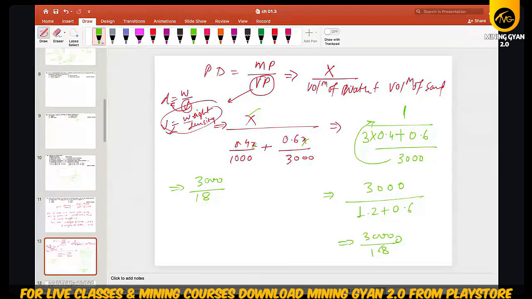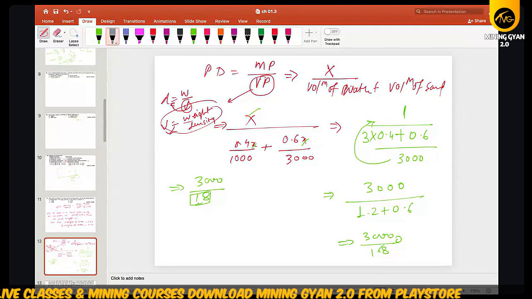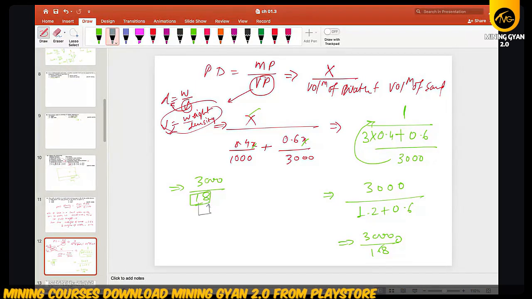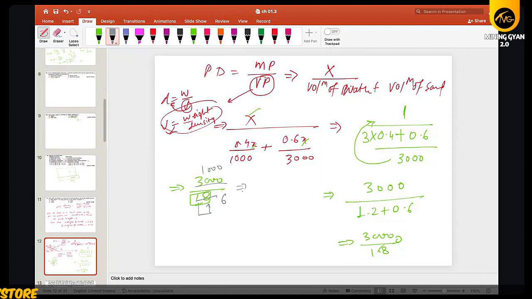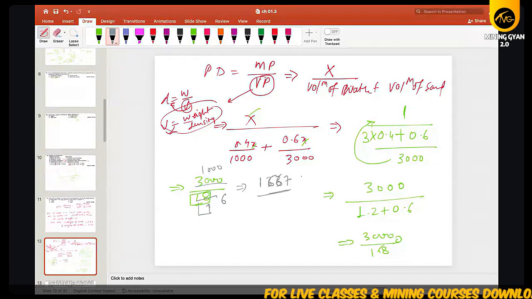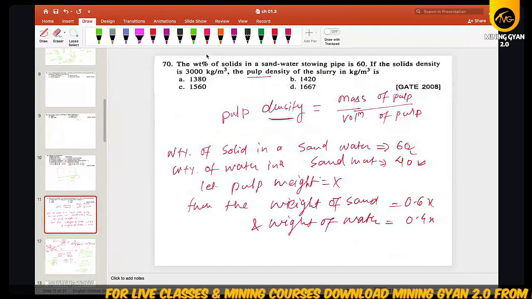In the last class I told you how you will know whether this 18 is divisible by 3 or not. We add 1 and 8 to get 9, and we can divide 9 by 3, so we can divide by 3. So it will be 1666.67 kilogram per meter cube. So your answer will be D.